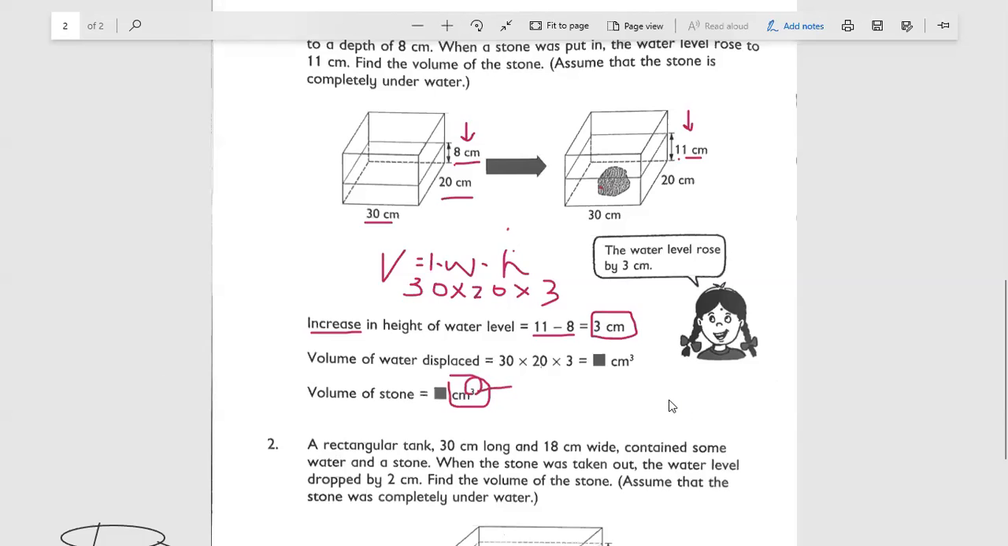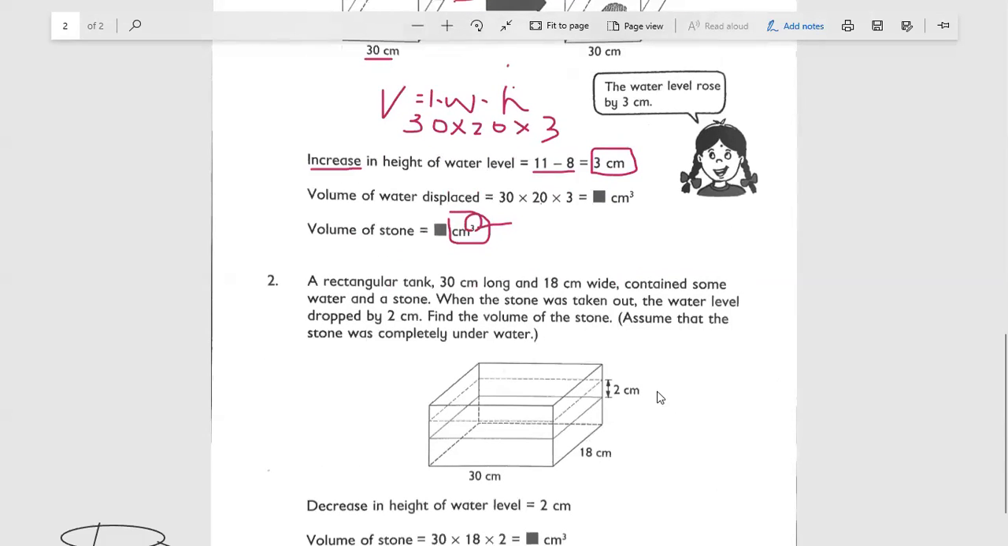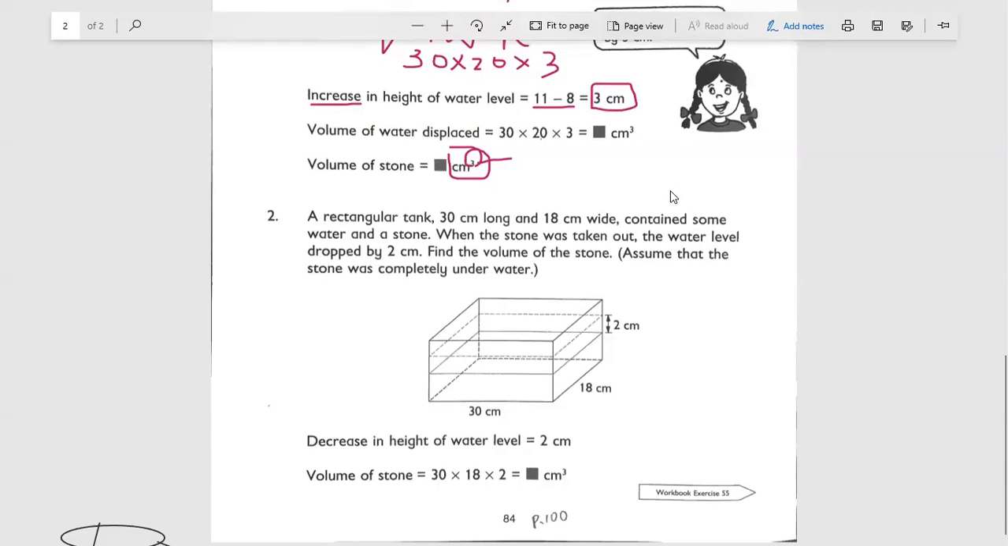Okay, now we're gonna do question number 2. Gavin, can you read the question for us, please? Okay. A rectangular tank 30 centimeters long and 18 centimeters wide contained some water and a stone. When the stone was taken out, the water level dropped by 2 centimeters. Find the volume of the stone. Assume that the stone was completely underwater.